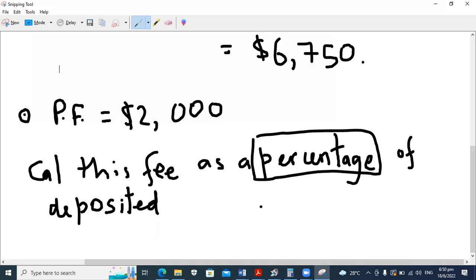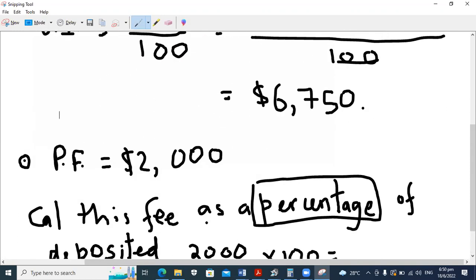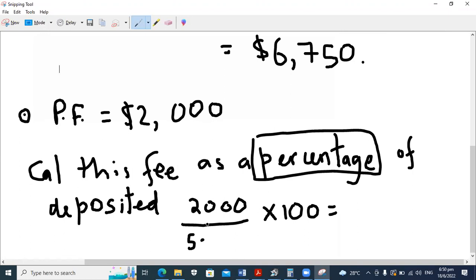Divided by 100. No, it's the other way around. Sir, multiply. You multiply by 100. So the processing fee, which is 2,000, as a percentage of the money deposited, which is 50 grand. So that is how it will look. So the processing fee as a percentage of the money deposited. You get that?